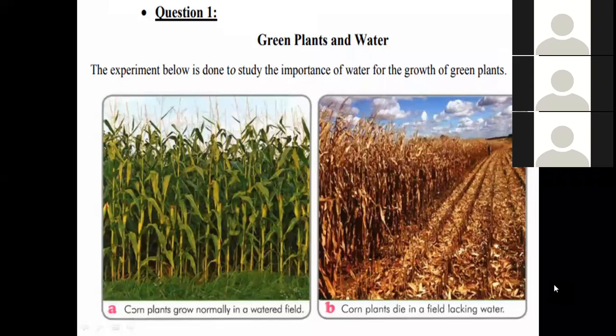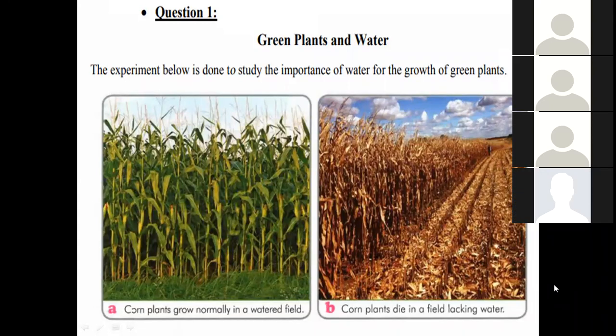The experiment below is done to study the importance of water for the growth of green plants. So here, if I ask you, Jude, what is the aim of this experiment? What is the purpose of this experiment? The aim of this experiment is to show the importance of water for the growth of green plants. Very good, excellent. It's to study the importance of water.